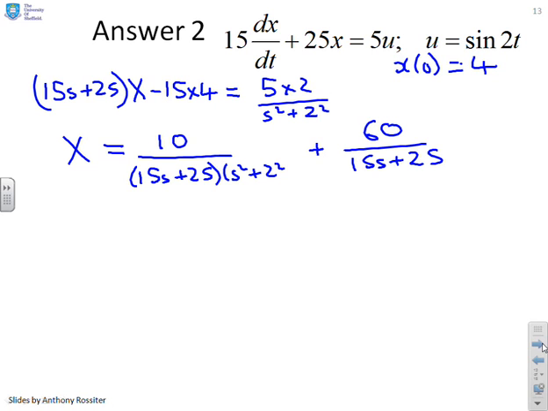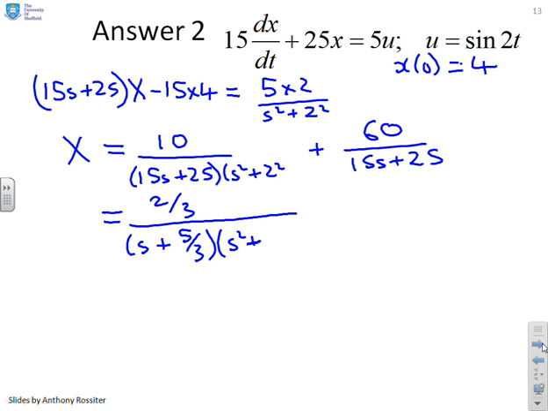Next, I want to make sure that all the denominators are expressed in monic form, so I'm going to divide through by 15. So I get 2/3 over (s plus 5 over 3) into (s squared plus 2 squared), and then I'm going to get plus 4 over s plus 5 over 3.